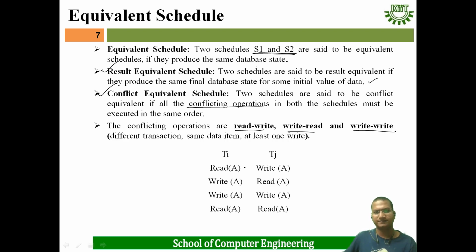Suppose read to write, write to read, and write to write operations are there. These are not allowed, or these are your conflicting operations. If a read to read operation is there, this is allowed. This will not create any conflict. This is a non-conflicting operation. But all these first three are your conflicting operations.